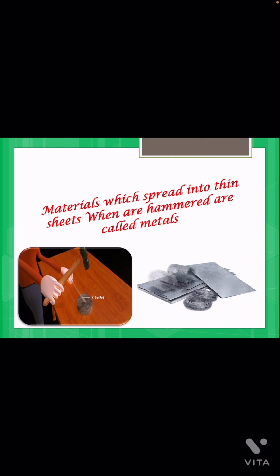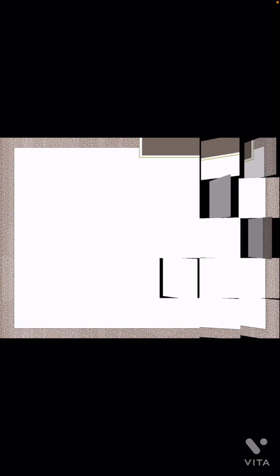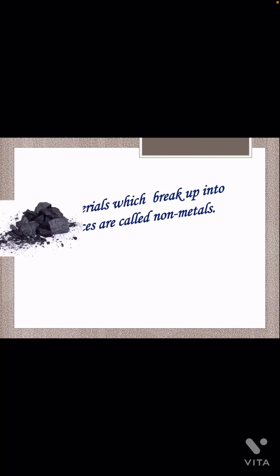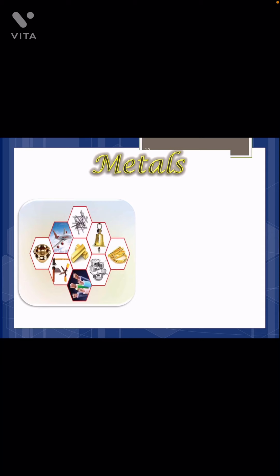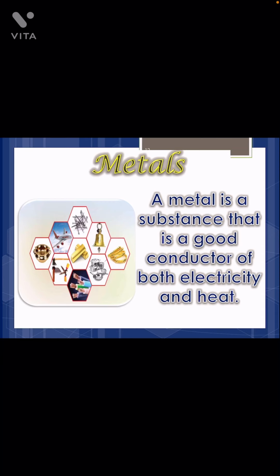Materials that spread into sheets when struck with a hammer are called metals, whereas the others which break up into pieces are called non-metals. Do you know which materials are metals? Iron, gold, aluminium, etc. are some examples of metals.